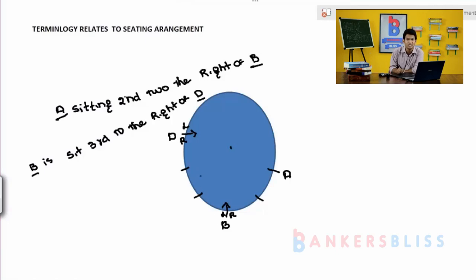These are the terminologies used in a sitting arrangement. A is sitting second to the right of B. First we should know the position of B. If we know the position of B, we can easily identify the position of A: first right and second right. Then B is sitting third to the right of D. I write D here: first right, second right and third right, B. Is it clear? So these are the terminologies used in a sitting arrangement. Next we will move to the problem side.